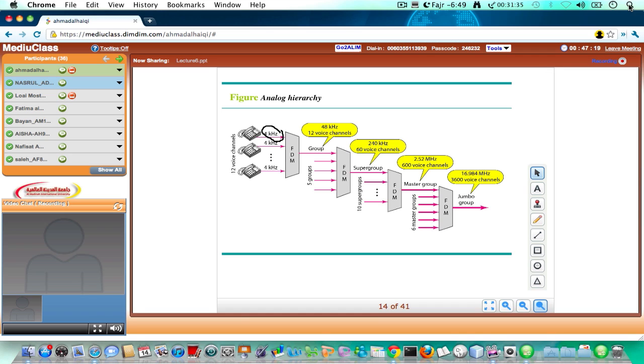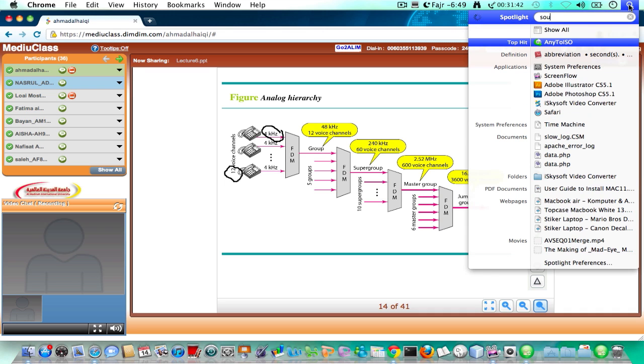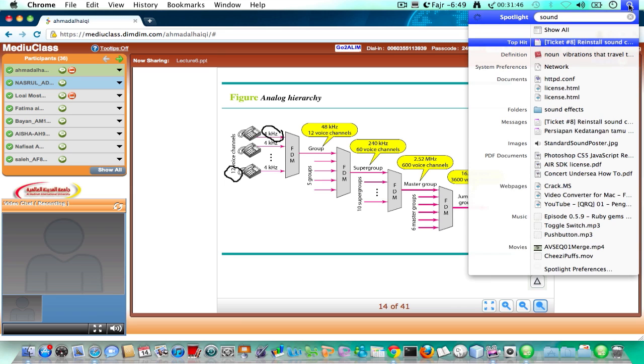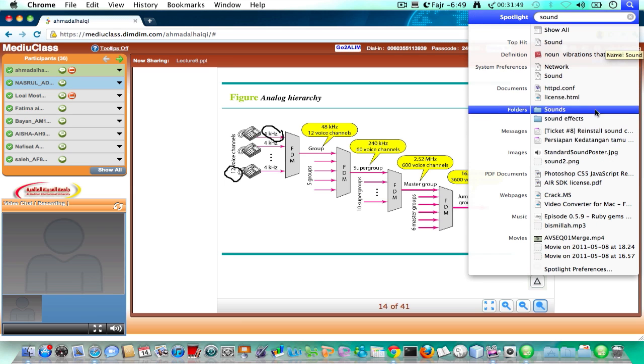So they take 12, this number here on the, okay, we are in slide number 14. I'm sorry, I forgot our friend. 14. So we are talking about analog hierarchy.